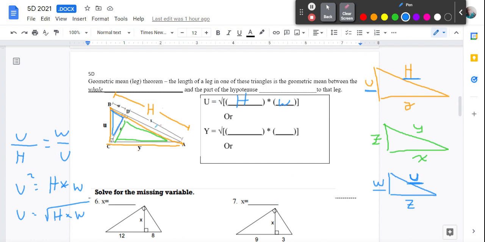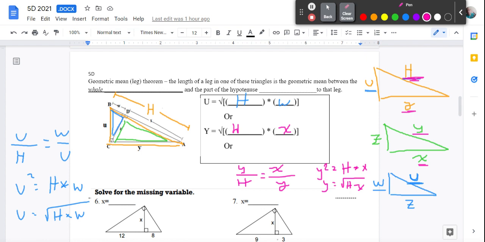All right. Now if we wanted to find the Y, now we're going to work with this triangle here. So in this triangle here, Y goes with H, as X goes with Y. So in this triangle, we'll have Y over the big hypotenuse is equal to X over Y. And so we have Y squared is equal to H times X. And so Y is going to equal the square root of HX, the square root of the hypotenuse times X there.